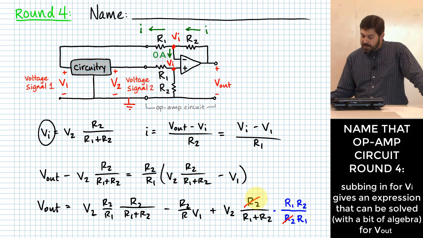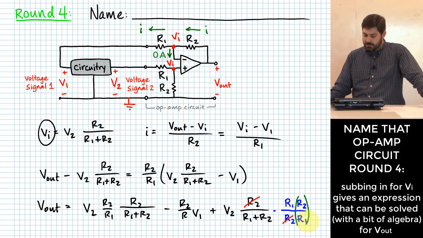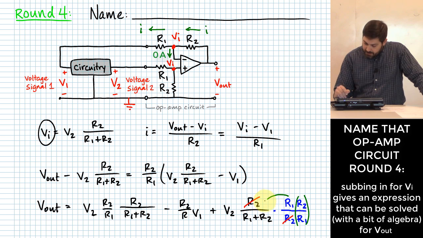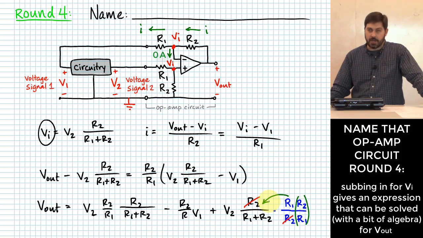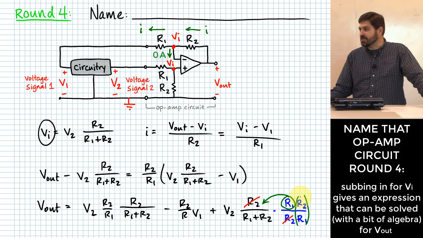It also may become obvious that that leaves me with R2 over R1 as a fraction, and R1 can become a new numerator of this fraction. The R1 becomes a new numerator of that fraction, and then the whole thing gets multiplied by R2 over R1. What's the method to my madness here?